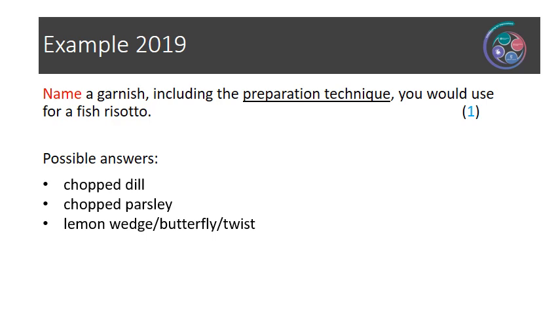If you had just written dill or parsley or lemon, you would get no marks. You need to include the preparation technique. So chopped dill, chopped parsley, lemon wedge, lemon butterfly, lemon twist to be able to access the 1 mark.